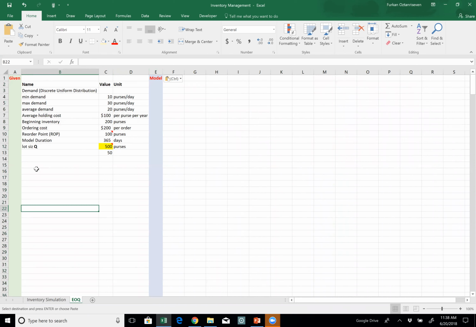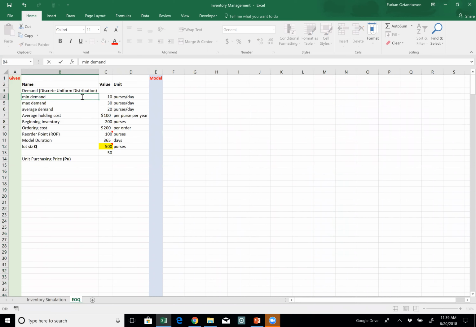Beautiful. So I would like to introduce a new parameter here, which is unit purchasing price. Unit purchasing price, I will abbreviate as PU.